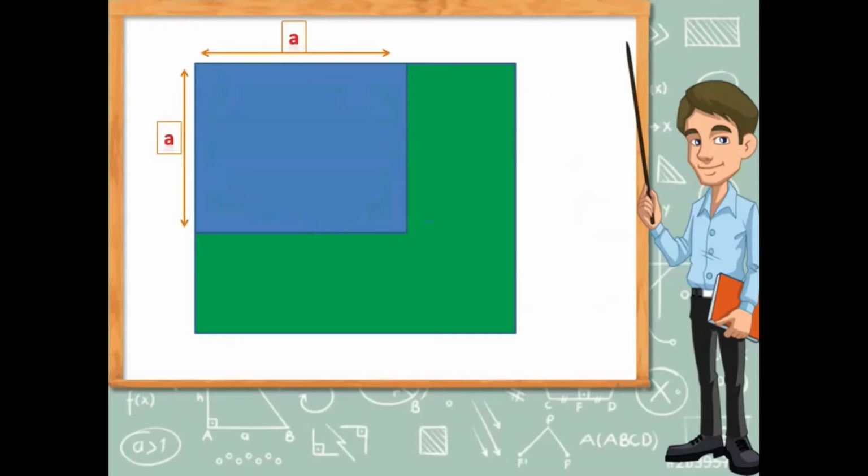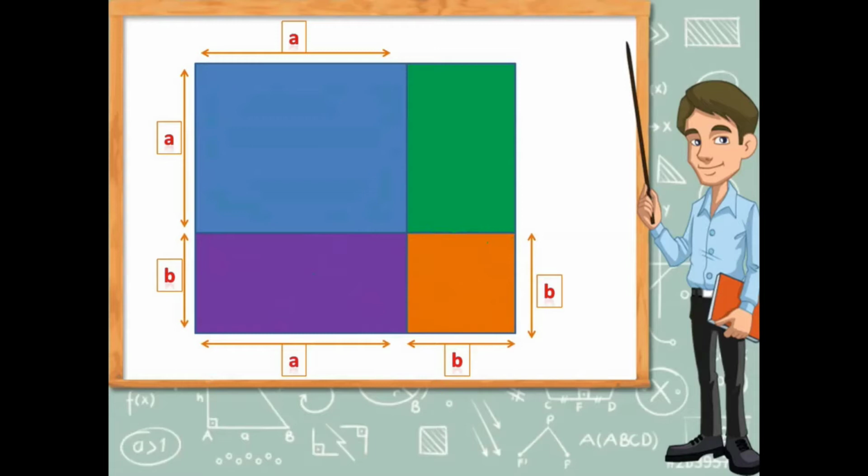Okay, as here the length is a and this side also a, in total it will be a square of length a units. Next, the second region is also a square, but this is of length b units. In the same way the remaining 2 regions. Next, this is a rectangle with length a units and breadth b. In the same way this is also a rectangle with length a, breadth b.